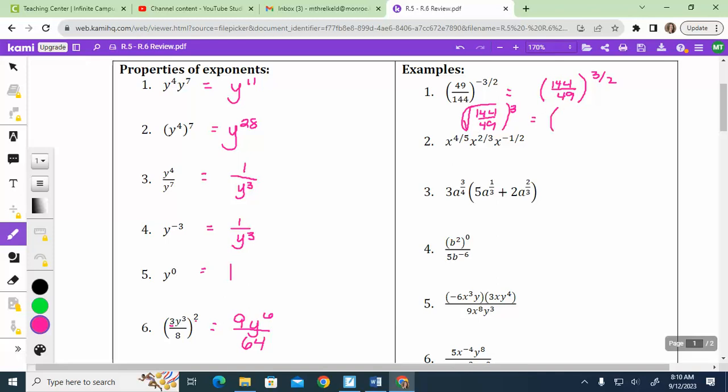What's the square root of 144? What's the square root of 49? So we'll cube those. 12 to the third. And 7 to the third.